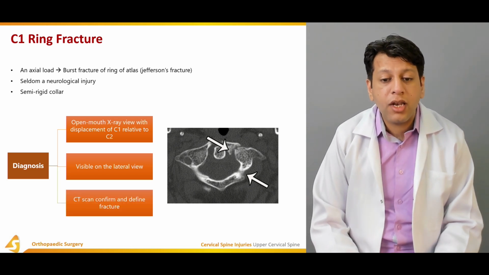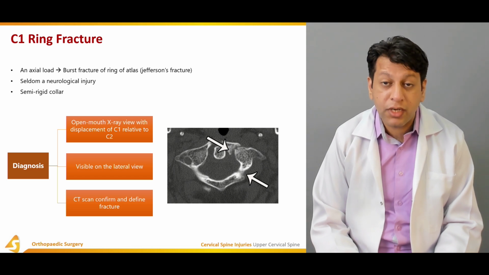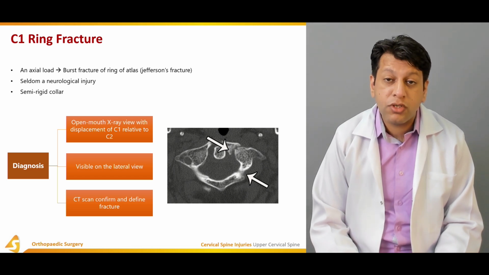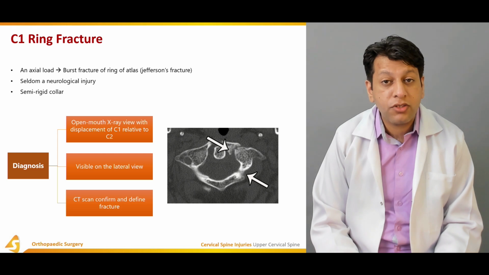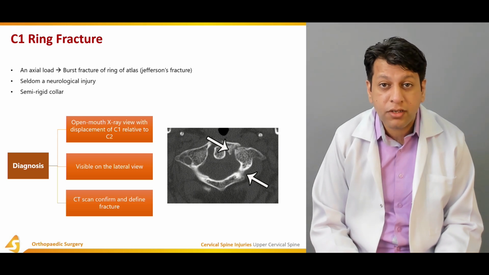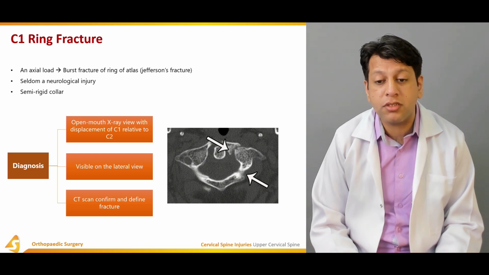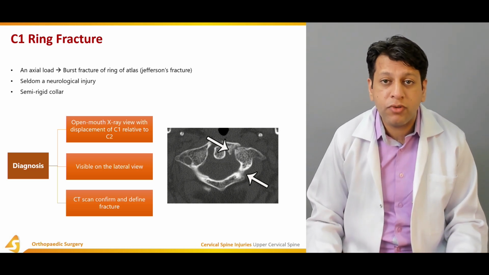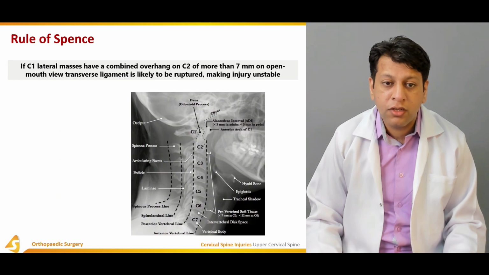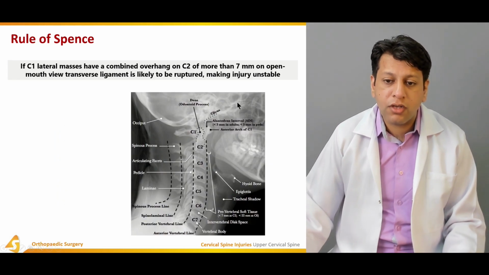Then a CT scan is required to confirm and define the fracture. Why? Because there may be associated lateral mass fractures as well. There may be a comminuted fracture. Then whether it's displaced, and if it is displaced, how much, that is something which will be visible on the CT only.